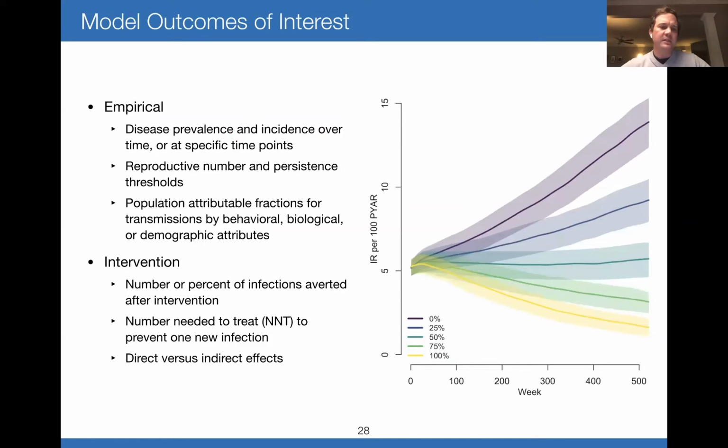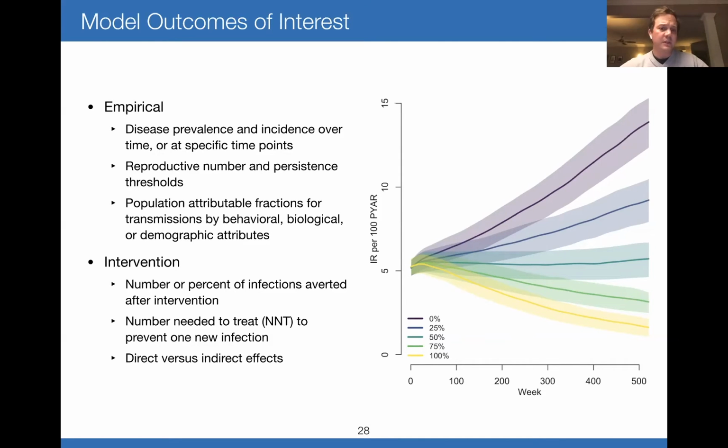What about the outputs? Well, there are lots of potential outputs that we could then track with these disease models, and we might classify them into empirical type outputs and intervention outputs. Empirical outputs could include disease prevalence or incidence over time or at specific time points. They could include the reproductive number, R naught, or how close the reproductive number is to the persistence threshold of 1. As well as population attributable fractions for transmissions by different attributes such as behavior, biology, or demographics. So what fraction of the cases are tied to one group or another group?